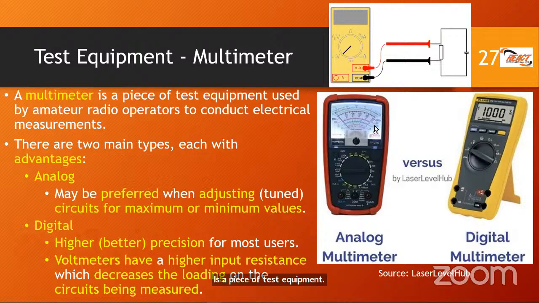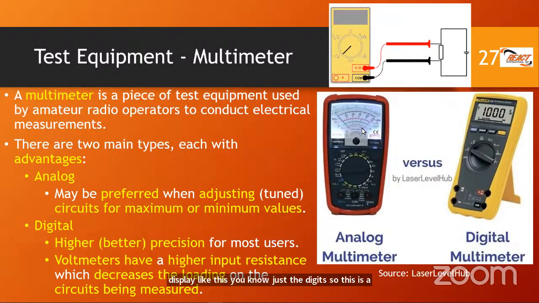And amateur radio operators will use it to conduct electrical measurements of the types that we have been discussing throughout the entire course. And there are two main types. One is the analog type of multimeter, and the other one is the digital type of multimeter. So the analog type is this on your screen here. Notice it has a needle, hence analog. Then the digital type of multimeter has a digital display like this. You notice the digits. So this is a digital multimeter versus the analog multimeter.